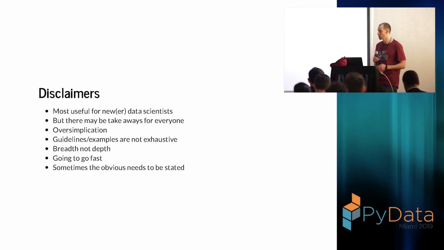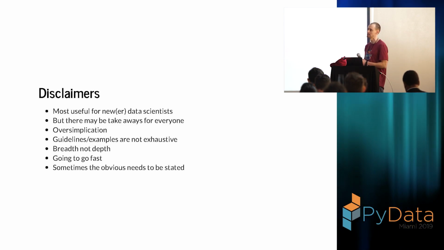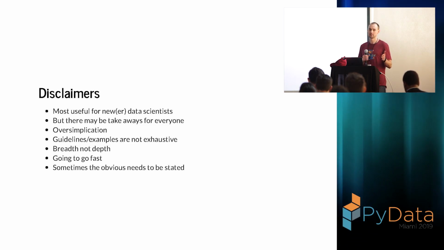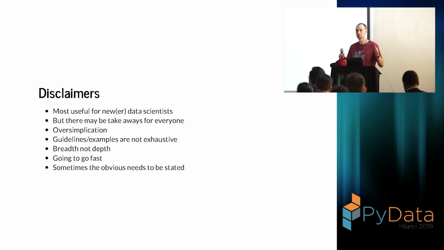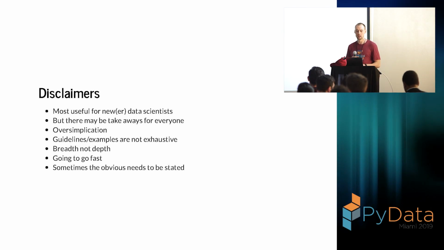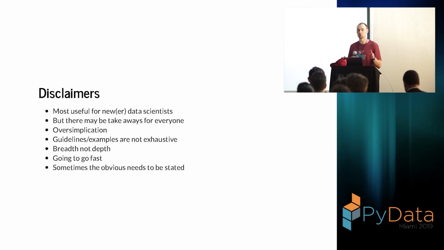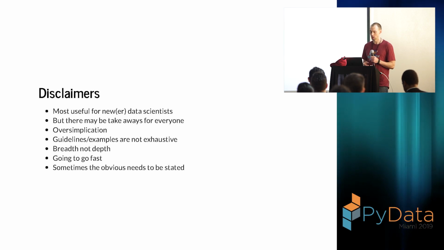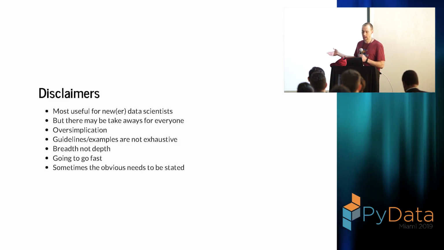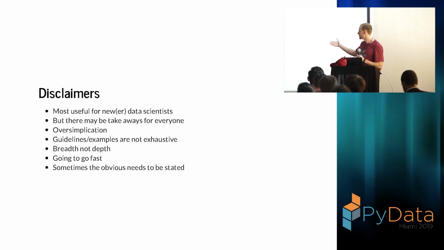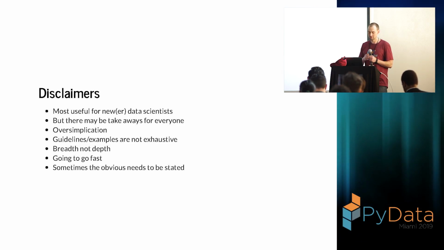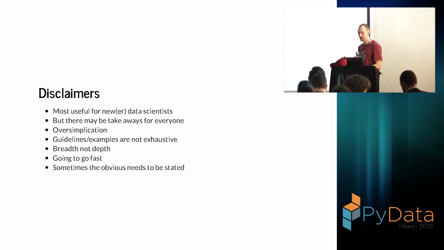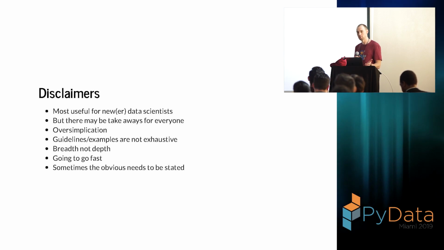A couple of disclaimers about this talk: it's mostly going to be useful for newer data scientists, but hopefully there are takeaways for everybody. I'm going to oversimplify things, and the examples I give are meant to be illustrative and not comprehensive. I'm going for breadth and not depth, so if you have more in-depth questions, ask after the talk or come find me during the conference. It'd be great to talk about it. I'm going to go fast, and sometimes things that seem obvious need to be said out loud, as I've learned from experience. When I was looking at some of these slides, I thought, it's kind of obvious, but it does need to be said.